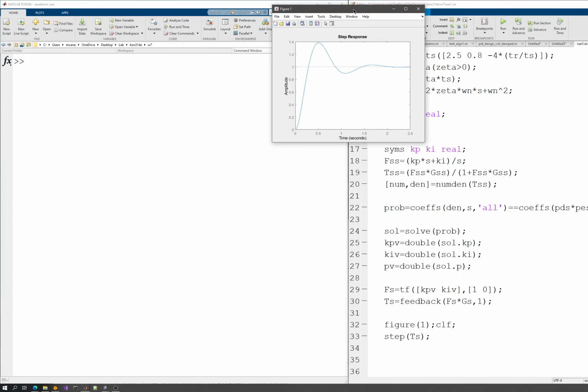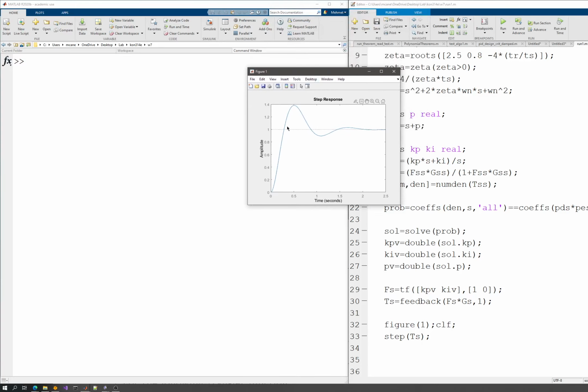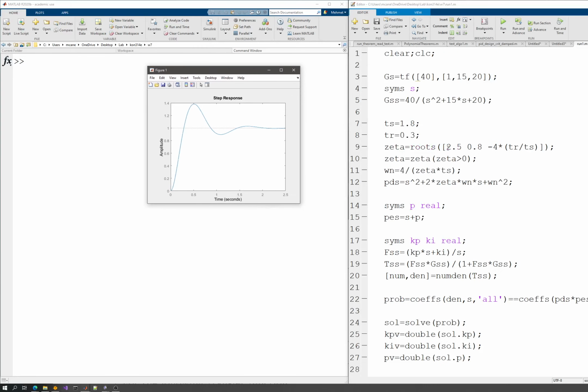Well, not bad. And remember that I was not looking for overshoot, I was looking for rise time and the settling time. So let's remember what those values were. Settling time was 1.8, which seems to be alright. Rise time was 0.3, which seems to be alright because here's 0.5, so you have a pretty good response here.